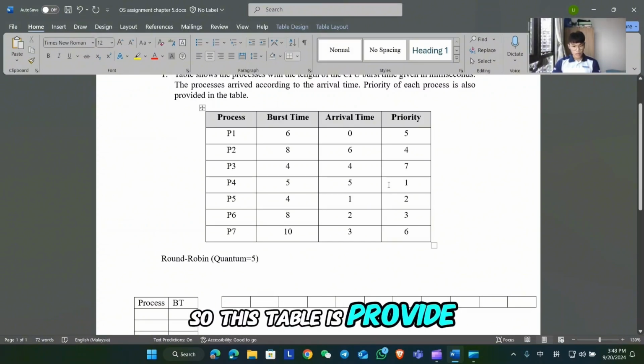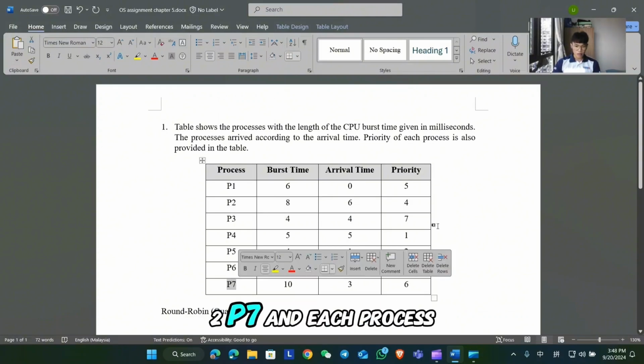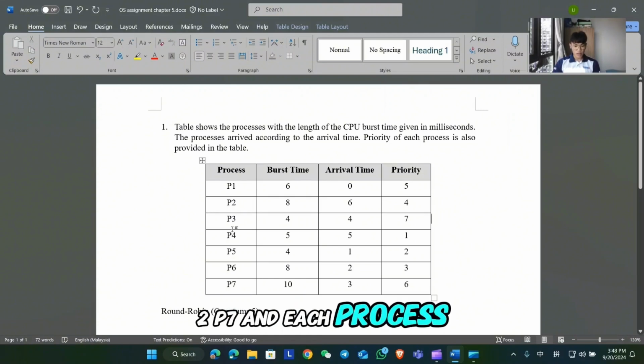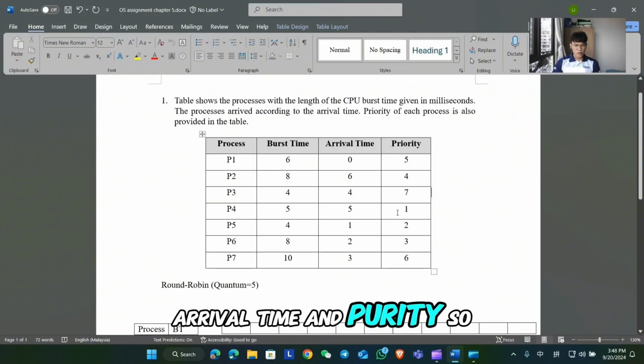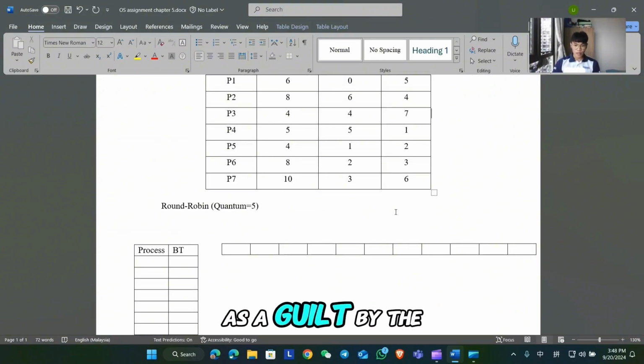So this table provides information such as process, burst time, arrival time, and priority. We can see here there are seven processes, P1 to P7, and each process has its own burst time, arrival time, and priority. Now I'm going to show you how to calculate and decide which process is executed by the CPU first.